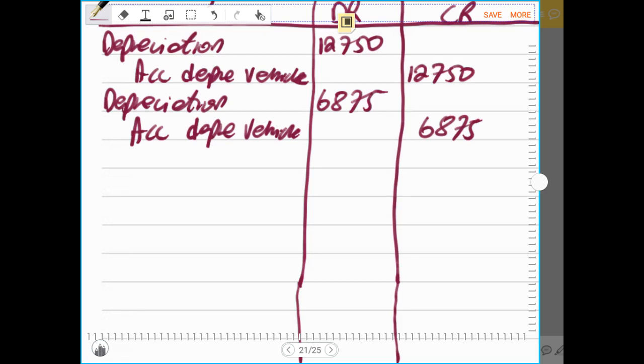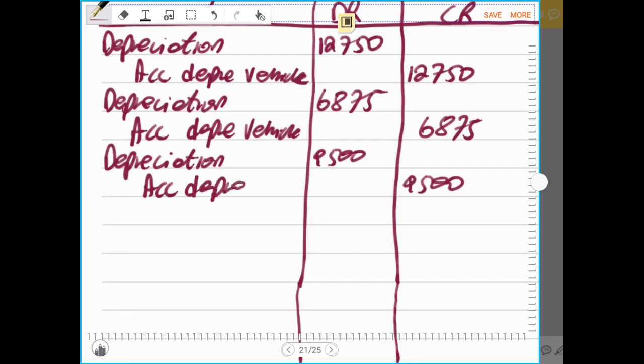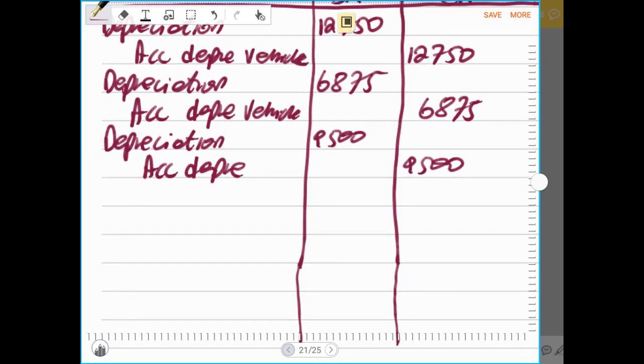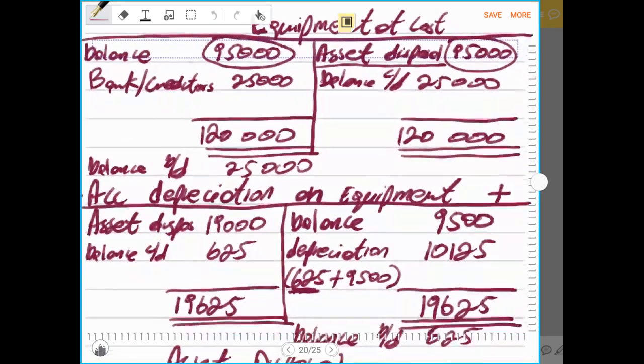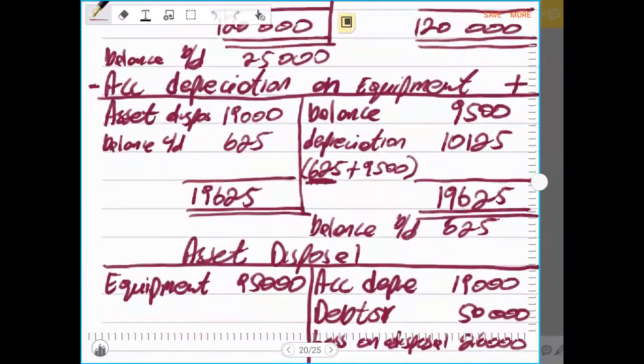Then we come to the side of equipments. So now we record depreciation for the equipment, and the one that I still remember now is the depreciation for the year of the old equipment being 9,500. Contra entry is accumulated depreciation of 9,500. And if you see, what I'm doing is exactly in line with the ledger accounts. In the ledger account, accumulated depreciation ledger account is credited by 10,125, and that 10,125 is made of 625 and 9,500.